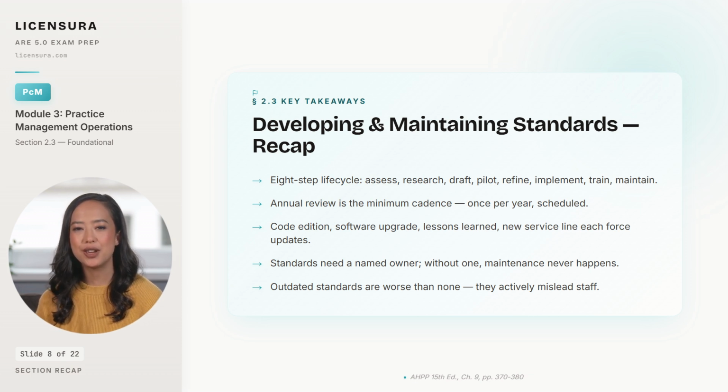Beyond the annual cycle, 4 event-driven triggers force updates: a new IBC edition, a software version upgrade, lessons learned from a QC miss or claim, and a new service line the firm has entered. Standards need a named owner whose calendar reflects the maintenance schedule. Without that ownership, the document drifts and nobody is responsible. And outdated standards are actively worse than no standards at all, because they teach the wrong practices to drafters who trust the document. The firm pays the cost of writing it and absorbs the cost of being misled by it.